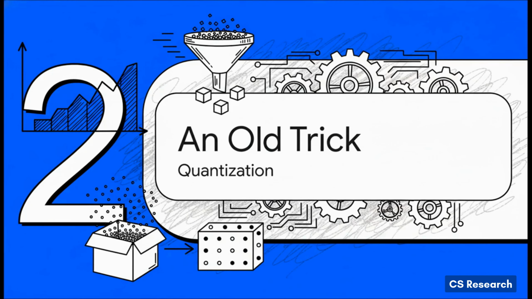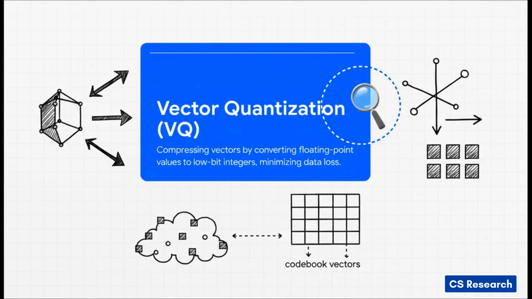So how do you solve a problem where your data is just too big? Well, engineers have a classic trick up their sleeve, an idea that's been around for ages. It's called quantization. Vector quantization, or VQ for short, is basically just a super clever way to compress data. You take these long lists of really precise numbers, we call them high-dimensional vectors, and you squish them down into much simpler, smaller numbers. The whole game is to shrink the data as much as possible while losing as little information as you can. You want to keep the important stuff, the core meaning, while throwing away the unnecessary precision.